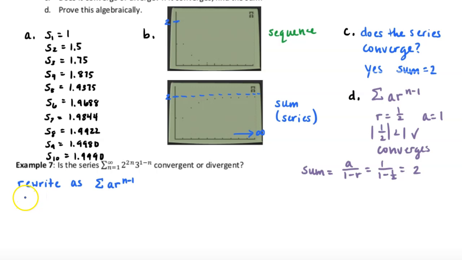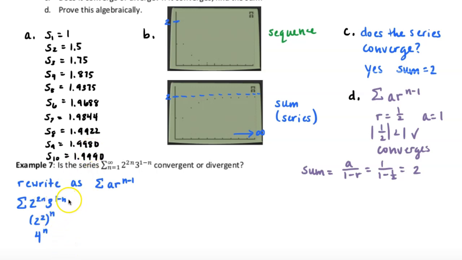Well, I have the sum of 2 to the power of 2n times 3 to the power of 1 minus n. Let's start by splitting up some of these components. Well, 2 to the power of 2n, isn't this the same as 2 squared to the power of n? Because I know when I raise a power to a power, I'm just multiplying, right? And so this can be called 4 to the power of n.